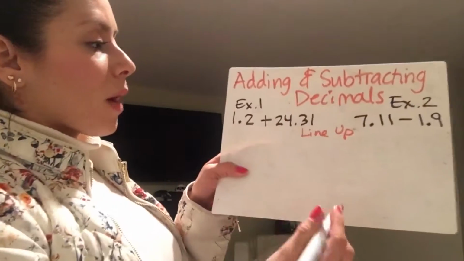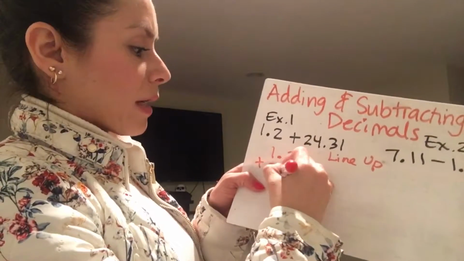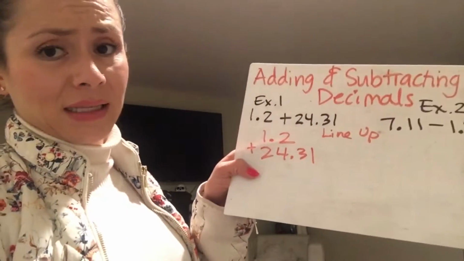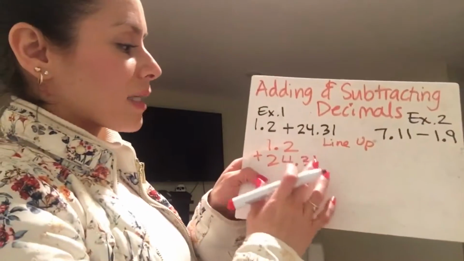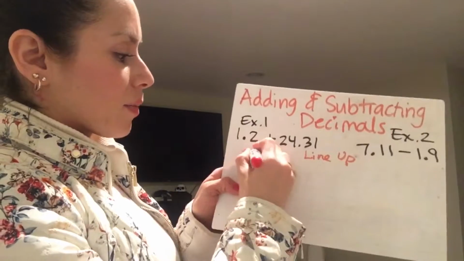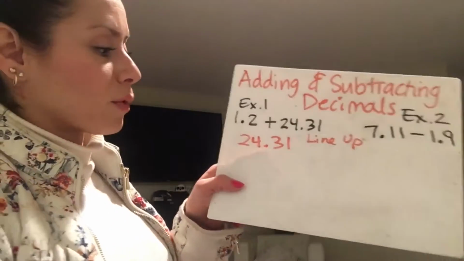So let's look at 1.2 plus 24.31. So you're confused, you're like, how do I set this up, right? In addition, it doesn't matter if I change the order and I put my biggest number on top or on the bottom. So I'm going to put it on the top because it has the most digits.